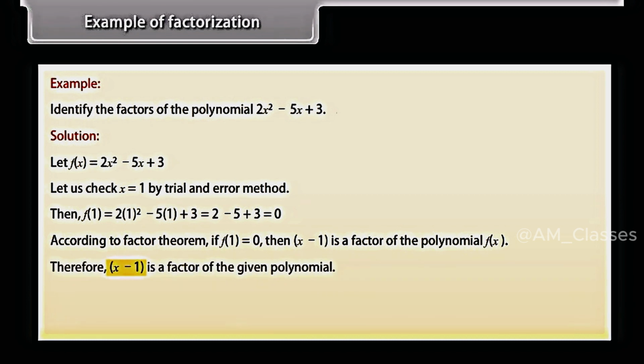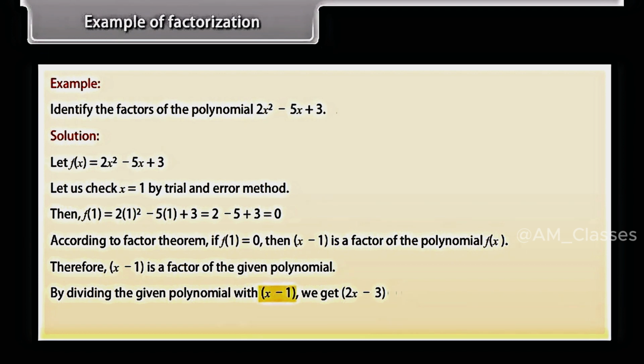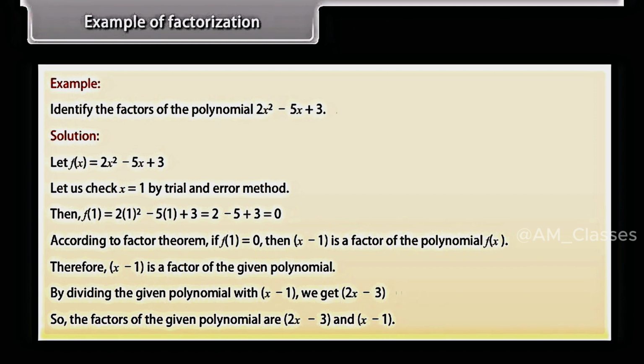Therefore, x - 1 is a factor of the given polynomial. By dividing the given polynomial by x - 1, we get 2x - 3. So, the factors of the given polynomial are 2x - 3 and x - 1.